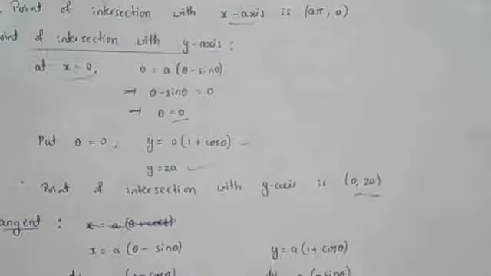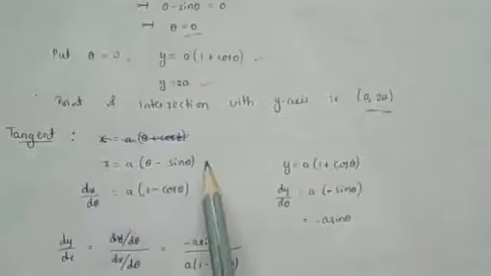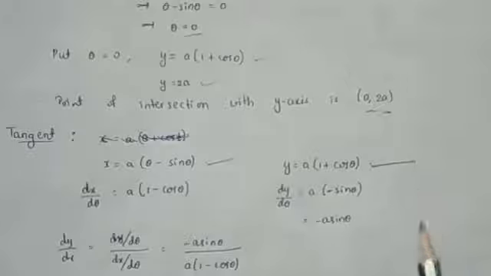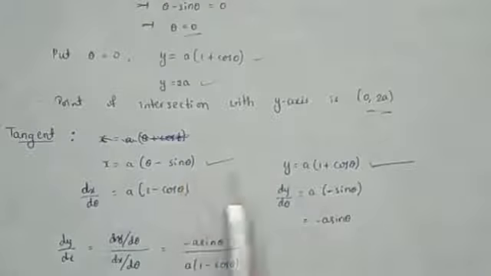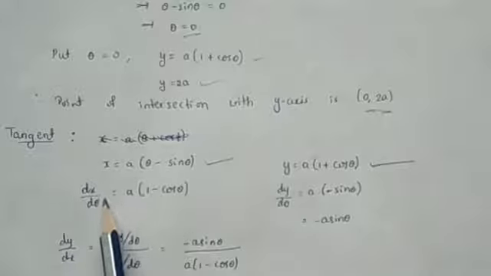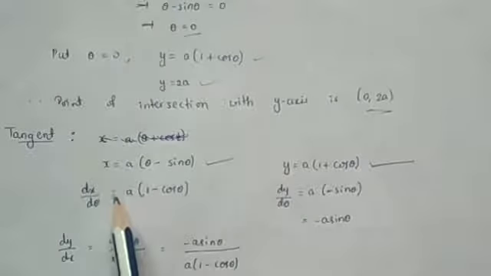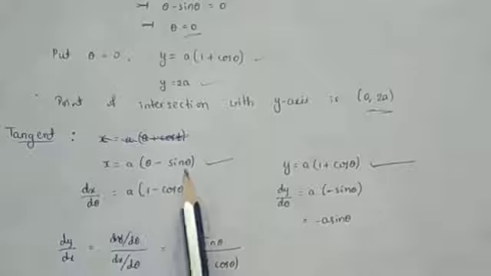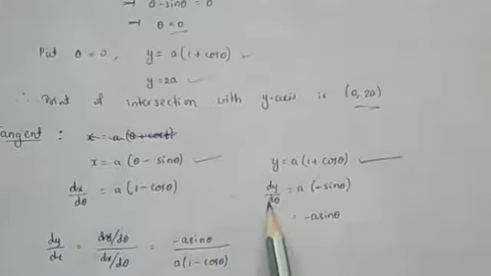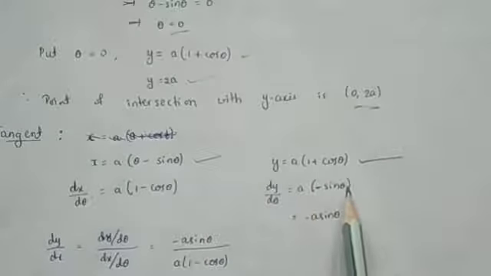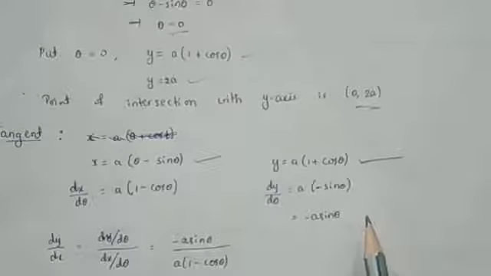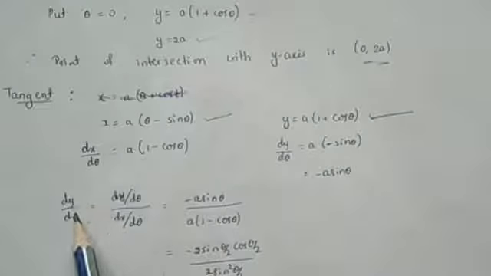The next point is the tangents. X is equal to a into theta minus sin theta and y is equal to a into 1 plus cos theta. They are the parametric equations of the curve. You differentiate this, you get dx by d theta which is equal to a into 1 minus cos theta. Dy by d theta which is equal to a into minus sin theta. It is nothing but minus a sin theta. Then we find dy by dx.